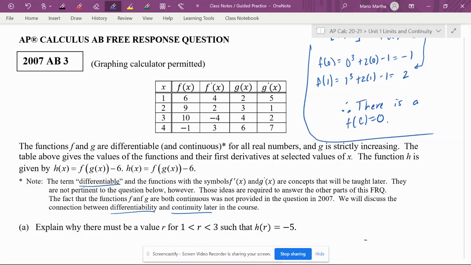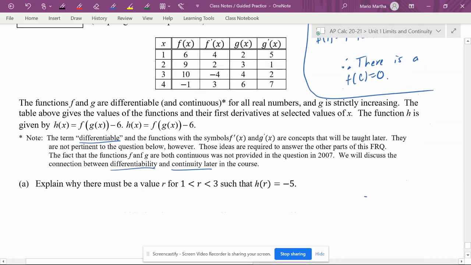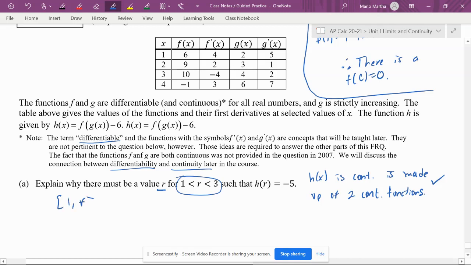All right. So let's start off with pretty much determining the information that we're given. So explain why there must be a value r between 1 and 3 such that h of r is equal to negative 5. All right. So we can assume that h of x is continuous because it is already made up of two continuous functions. So that condition is met right there. And then I'm looking for an r between 1 and 3, right? That's what I'm looking for.